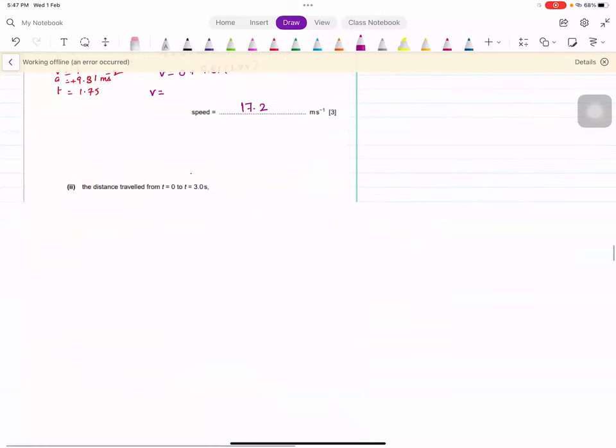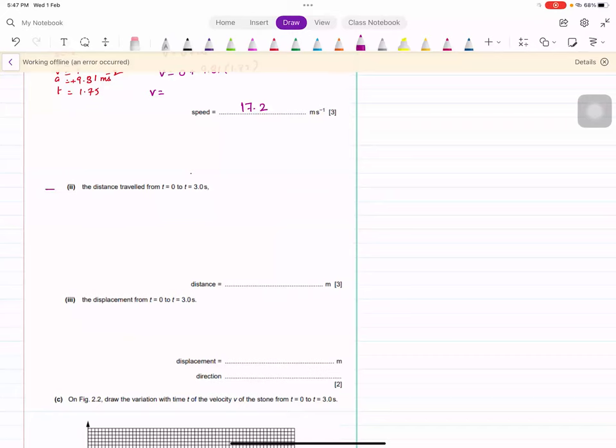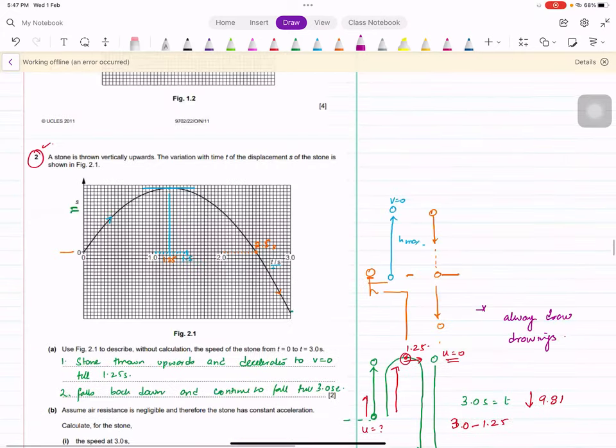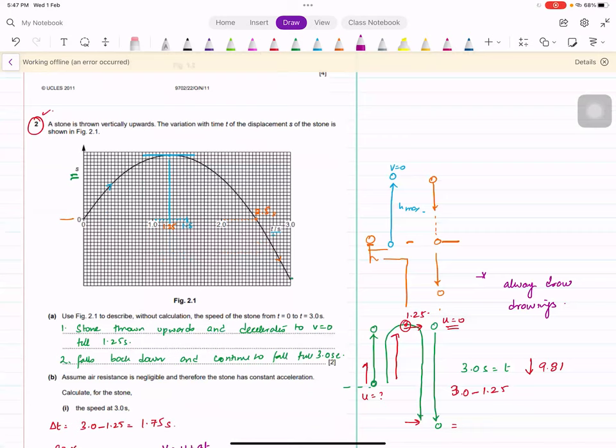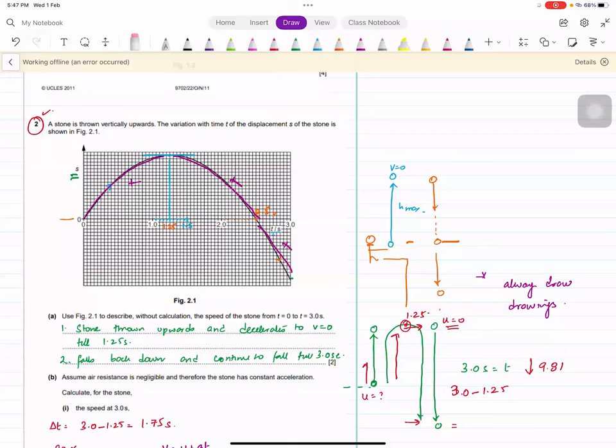It's flawlessly working. Anyway, that says the distance traveled from zero to three. Now, this is a very interesting question, right? And displacement, because distance means that we need to add this section plus this section, plus this section, irrespective of the signs, because distance is not related to that, right? So we're going to do that.